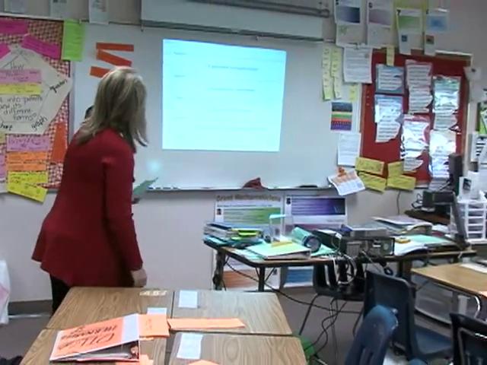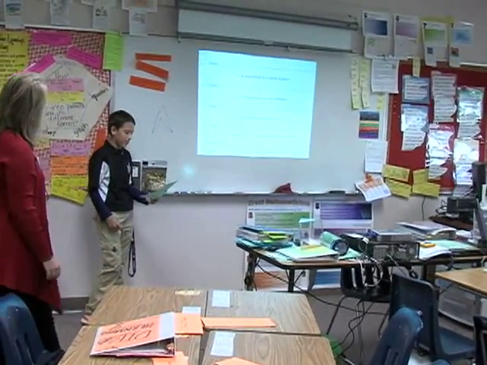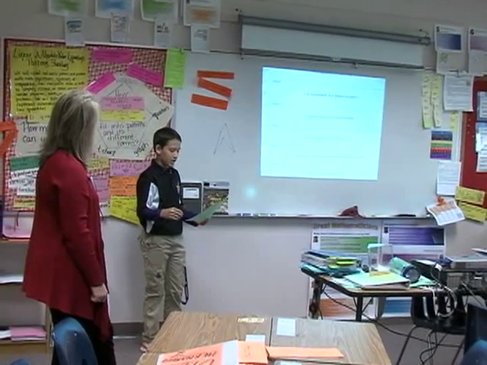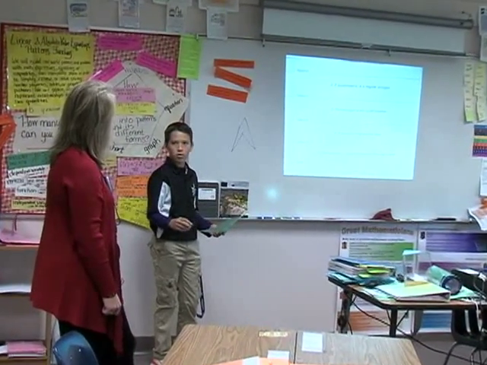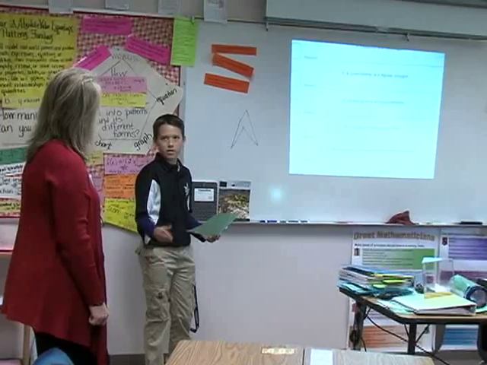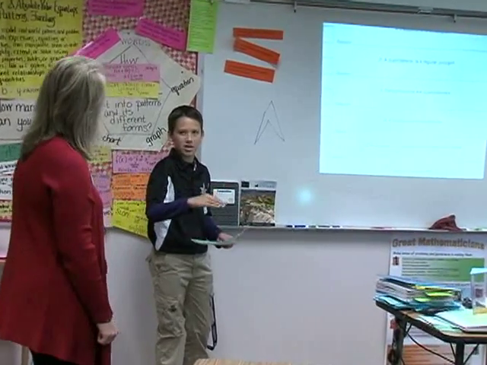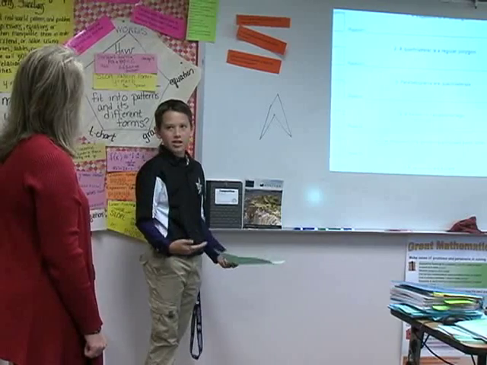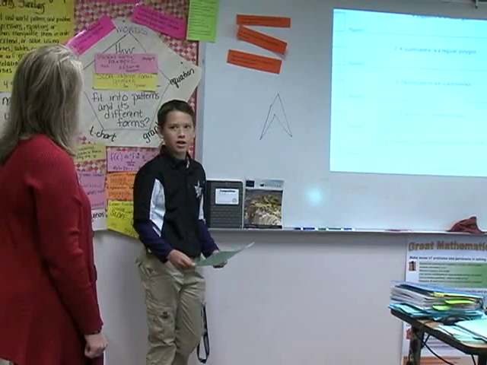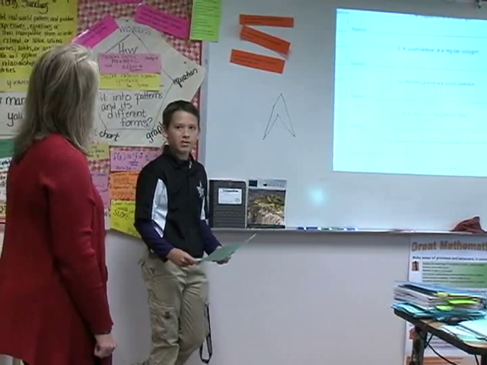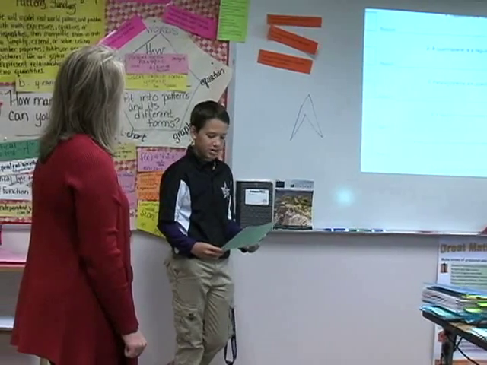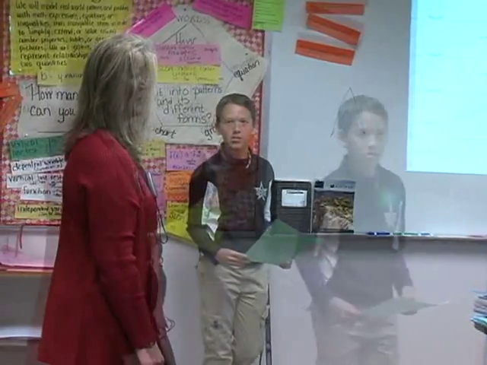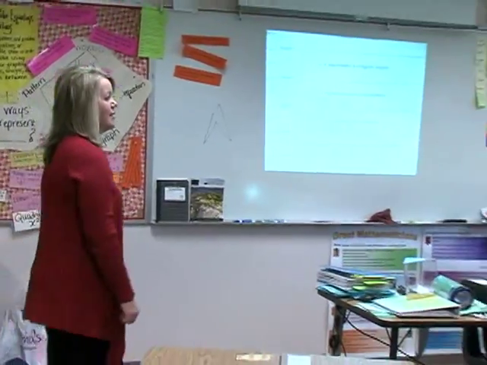I was going to say that a parallelogram has to be a quadrilateral, and it has to have both sets of opposite sides parallel. Mm-hmm. And this is a quadrilateral, but none of the sides are parallel to each other. So it's not always that a parallelogram is a quadrilateral. It's only sometimes. Mm-hmm. Moses, you want to add to that?